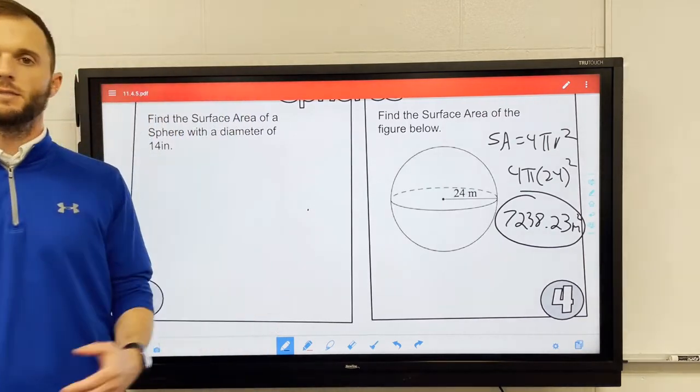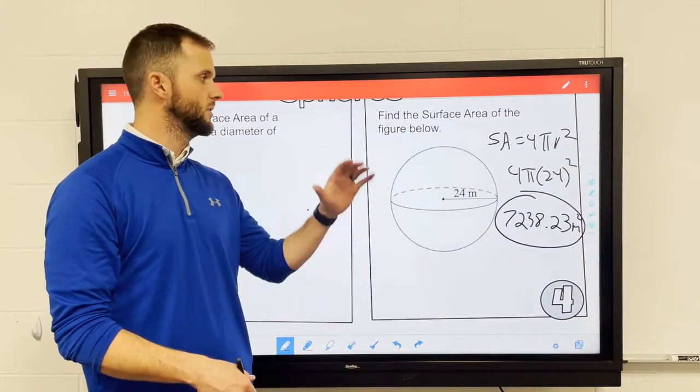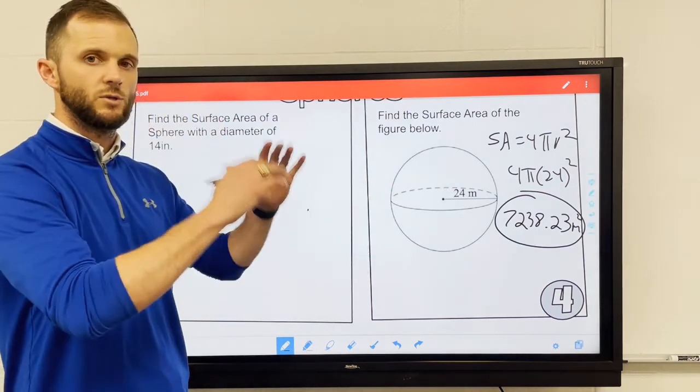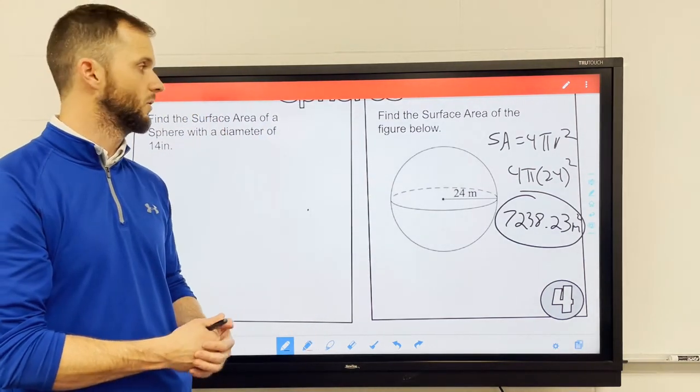So take this concept, anytime you have a sphere, all you got to do is plug in the radius in order to find your surface area, which is going to be the surface area outside the circle or the sphere.